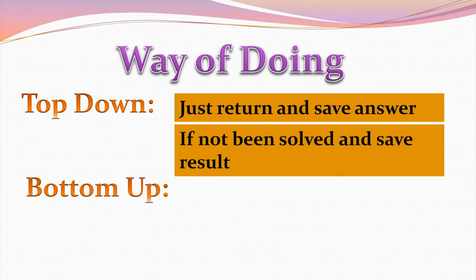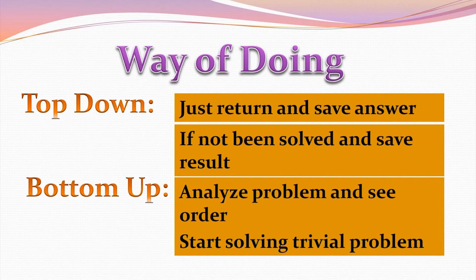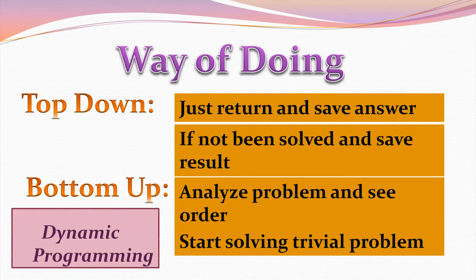Bottom up. Here, a problem is analyzed to see the order in which the subproblems are solved, and you start solving from the trivial subproblem up towards the given problem. In this process, it's guaranteed that the subproblems are solved before solving the problem. This is referred to as dynamic programming.